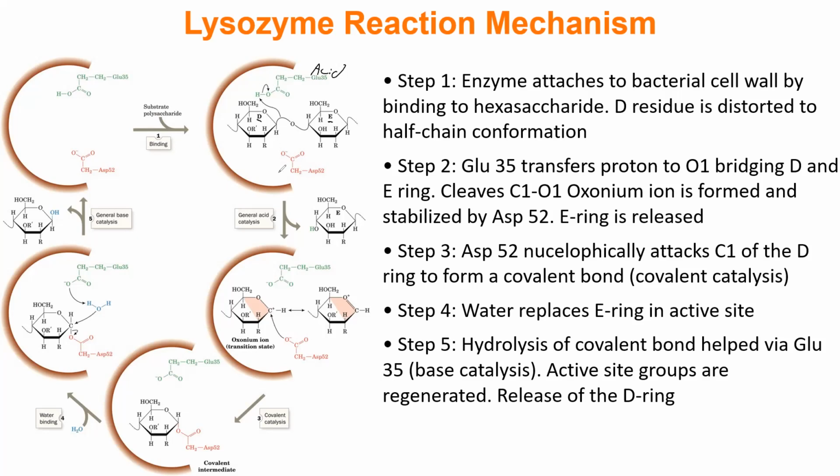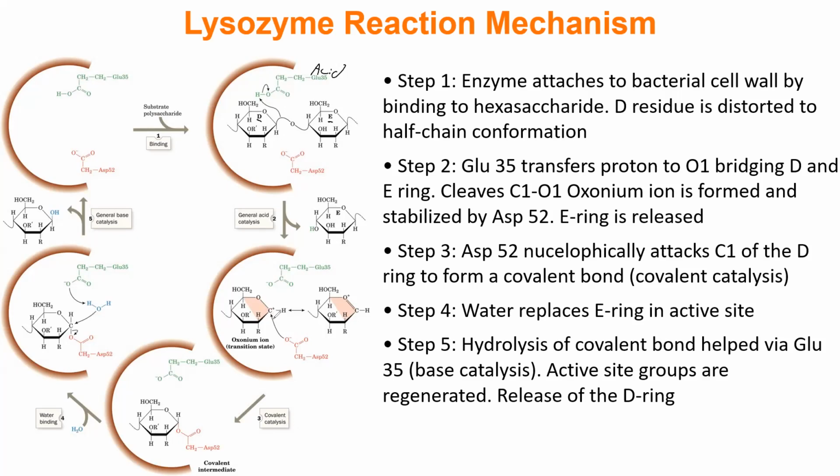When we donate that hydrogen, sugar E is free to go. It's already been broken, and there's nothing binding this sugar to our binding pocket, so it is free to leave. And here is our transition state. Here's our oxonium ion, our carbocation, our positively charged carbon.